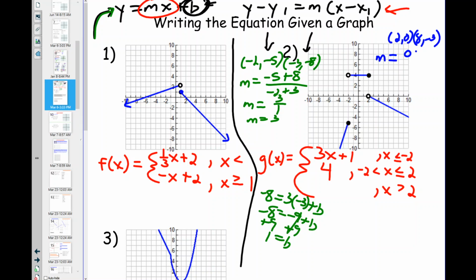M is equal to 0 plus 3 over 2 minus 8. So that's going to be 3 over -6, which is -1/2. My slope is -1/2. I could put in -1/2 x. I still need a y-intercept though.